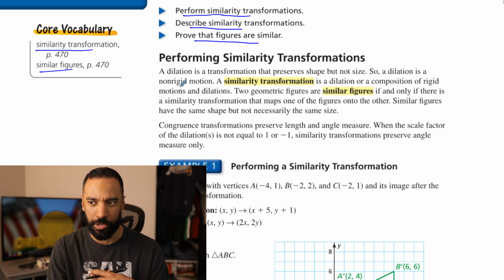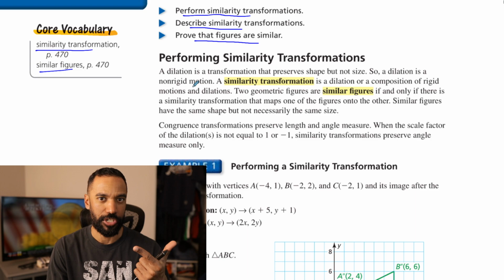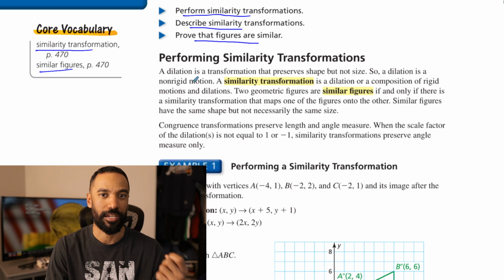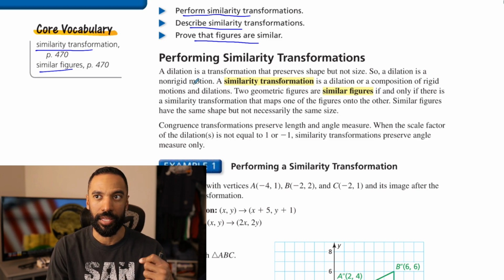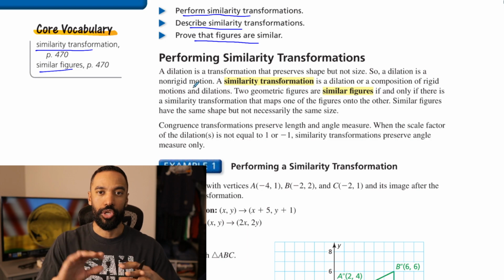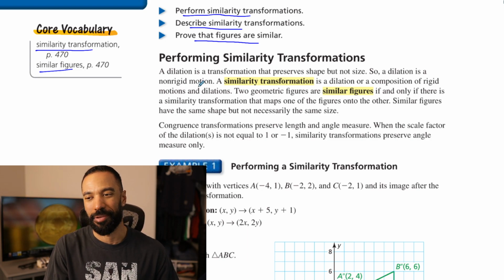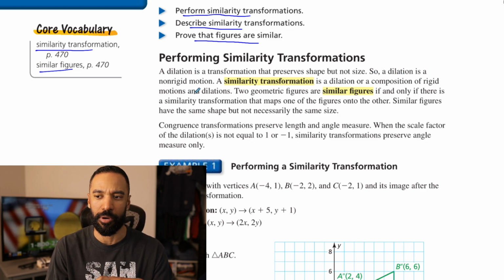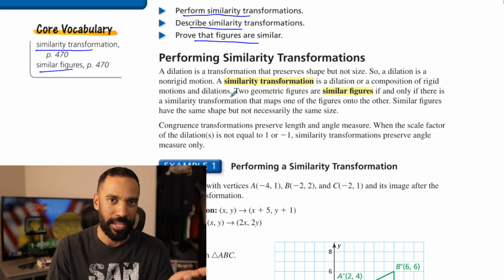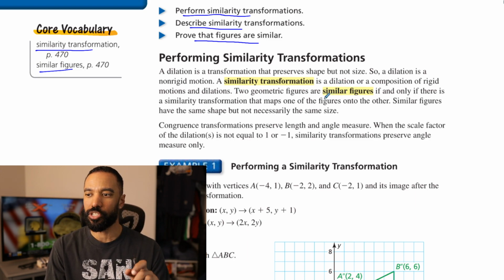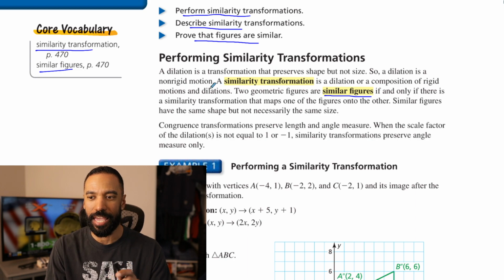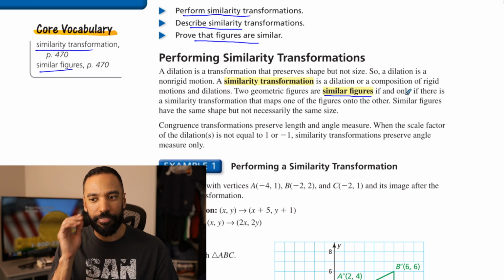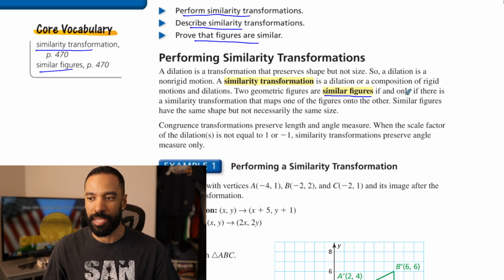Since the dilation is a non-rigid motion, you've heard of translations, reflections, and rotations. Those are rigid motions. They keep your figures congruent. Dilations are not congruent transformations; they do not provide congruent new images. They provide similar images. A similarity transformation is a dilation or a composition of rigid motions and dilations. So dilations need to be had. Two geometric figures are similar figures if and only if there is a similarity transformation that maps one of the figures onto the other. Similar figures have the same shape but not necessarily the same size.